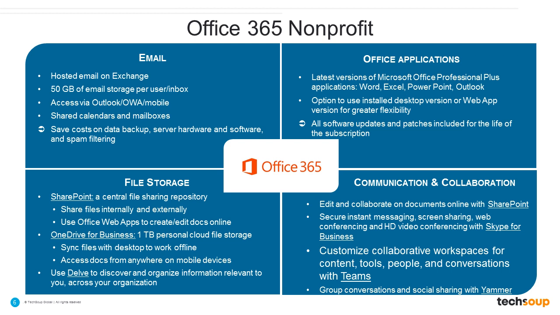Now to talk about file storage, we have two different types of file storage. One is SharePoint. SharePoint is a central file sharing repository. You can share files internally or externally within your organization. And you can use your Office web applications to create and edit your documents online. You also have access to OneDrive for Business, which is about 1 TB of personal cloud file storage. With OneDrive for Business, you can sync your files with your desktop to work offline. And you can also access documents anywhere on your mobile devices or your laptops.